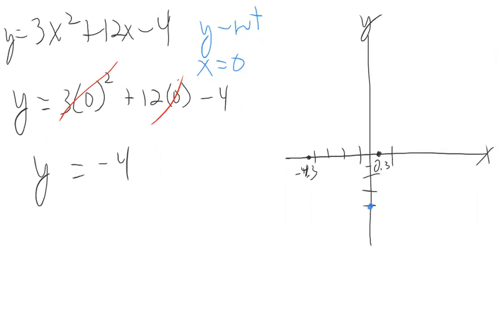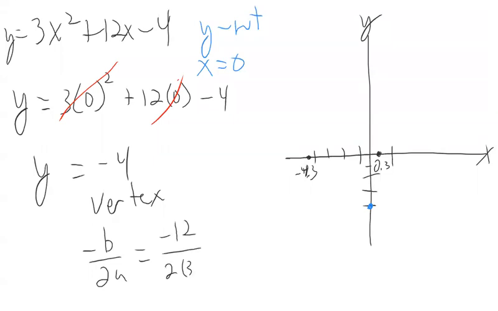Now I have to find my vertex. First I have to solve negative b over 2a, which equals negative 12 over 2 times 3, which equals negative 12 over 6, which equals negative 2. So my vertex, I'll write it up here so I have some room. I know the first point is negative 2. Now I have to find the next point.